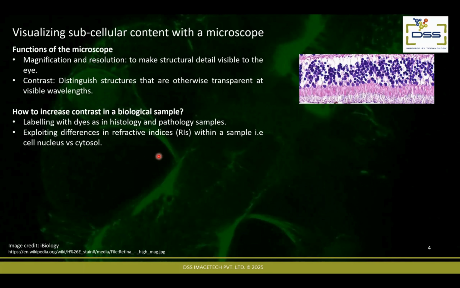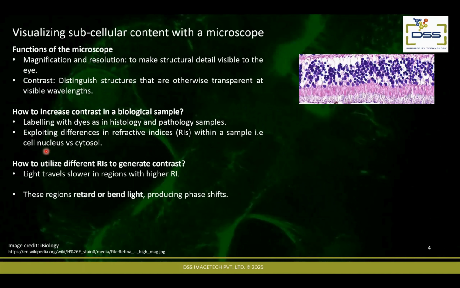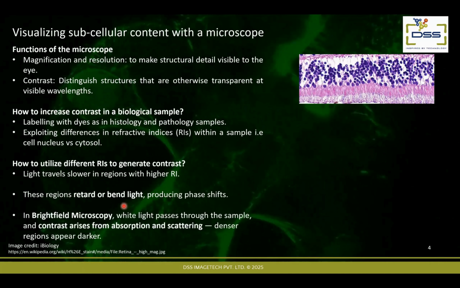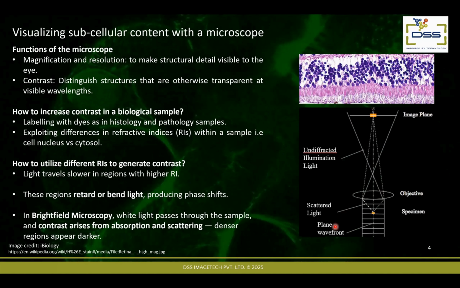For example, there is a difference in density between the aqueous cytoplasm and the cell nucleus or other such organelles. When light travels through the cell, it travels slower in the regions with higher refractive index. These regions tend to retard or bend the light, which produces phase shifts. And that is what bright field microscopy essentially exploits. White light passing through the sample is modulated by different organelles and structures in the cell, and this contrast that arises from absorption and scattering is then amplified in a bright field microscope.